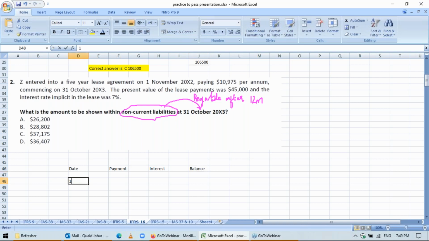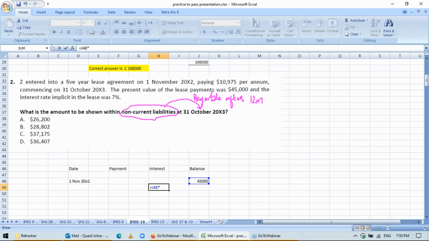The lease was signed on the 1st of November 20x2, and on that date the balance was 45,000, right? The balance column shows the principal amount, right? The 1st November 2002 was this much. Now the interest will be calculated on the 45,000 amount, because no payment occurs on 1st November 2002.